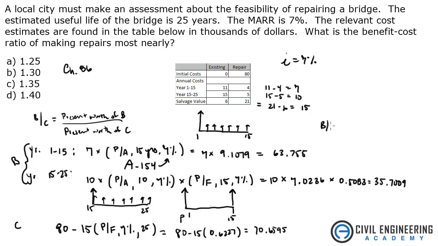Okay, all we've got to do is divide these two. So the B-C ratio is going to be these two added up, 63.755 plus 35.7009 divided by 70.6595. Punch that in. What does that give you? That gives me 1.407. So the answer to this is D. If your BC ratio is over 1, that means it is a good thing. So this was a good economics problem.